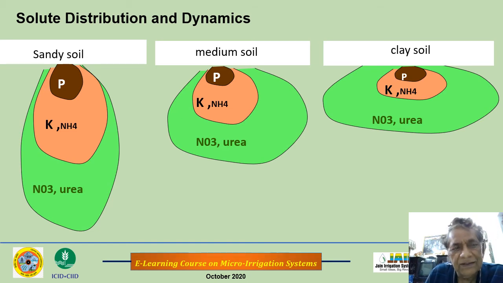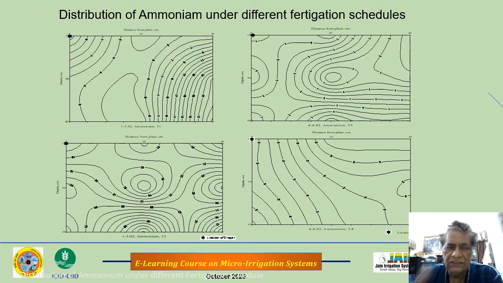But the wetting pattern, the pattern of distribution, will remain the same as the pattern of water distribution, because they are being carried by water. But you can see that over a very large area there is only nitrogen at the outer periphery, then in between is the potash, and then very close to the dripper or the water application point is the phosphorus attached. Now these are the distributions observed.